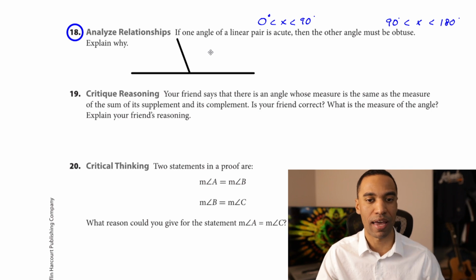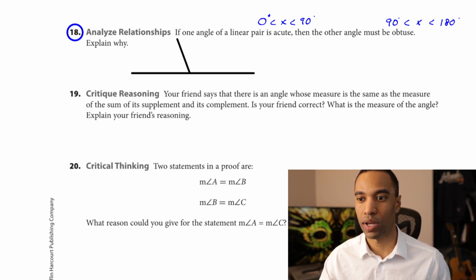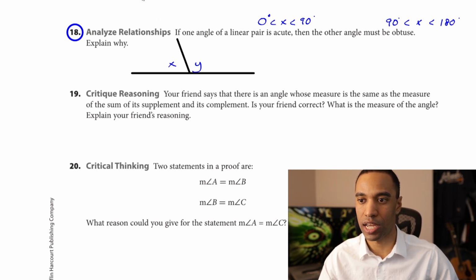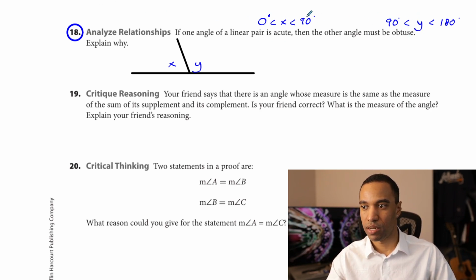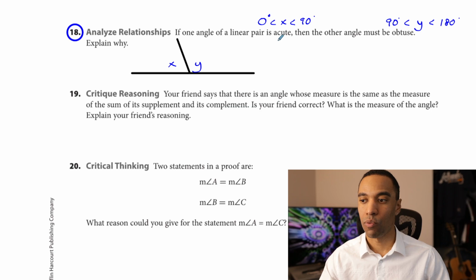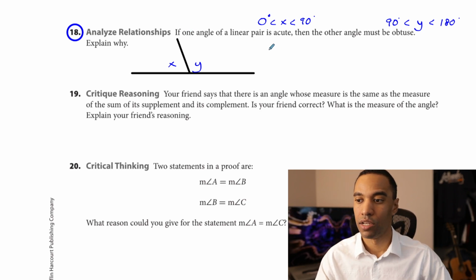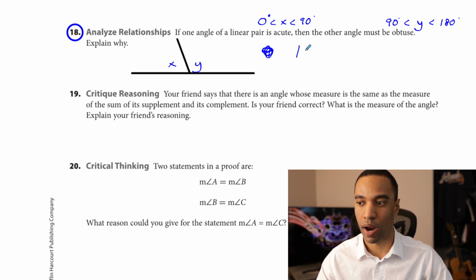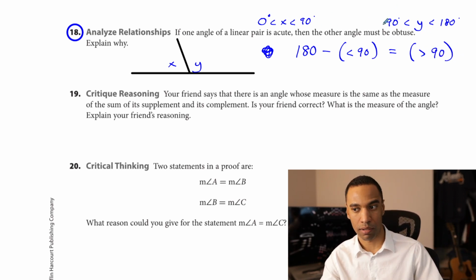Why? Besides the drawing, mathematically, why is this true? Because they have to add to 180. Let me call this x and change this into a y. The reason why, when one's less, the other has to be in between here, is because they have to add to 180. And when you do 180 minus a number less than 90, then you're going to get a number that's more than 90. So 180, and this is not a good way to write this math-wise, but 180 minus a number that's less than 90 has to equal a number that's more than 90 degrees. And by definition, acute is less than 90, obtuse is more than 90.